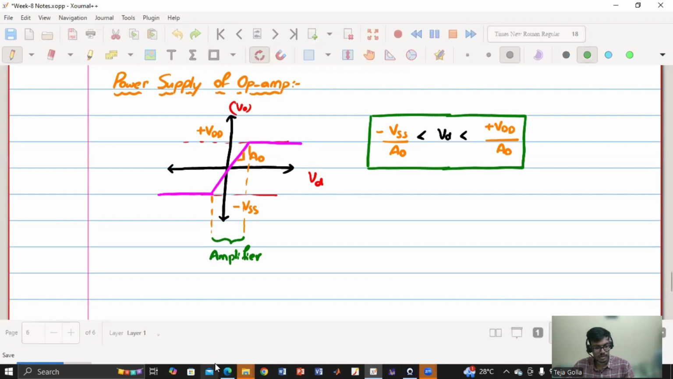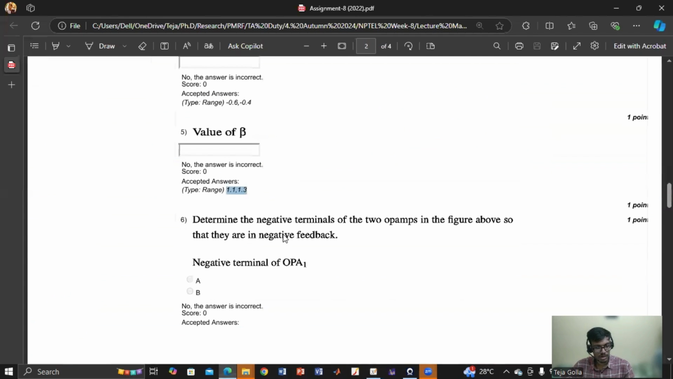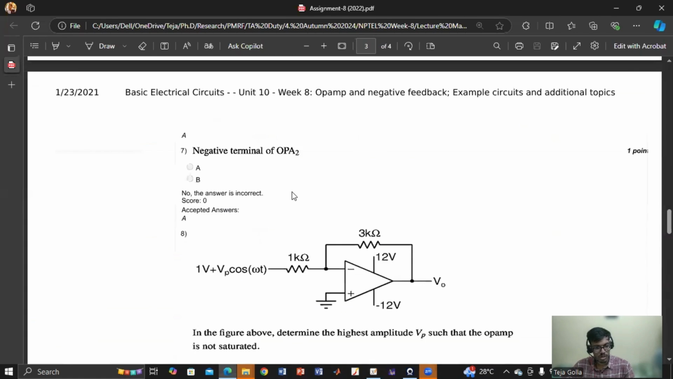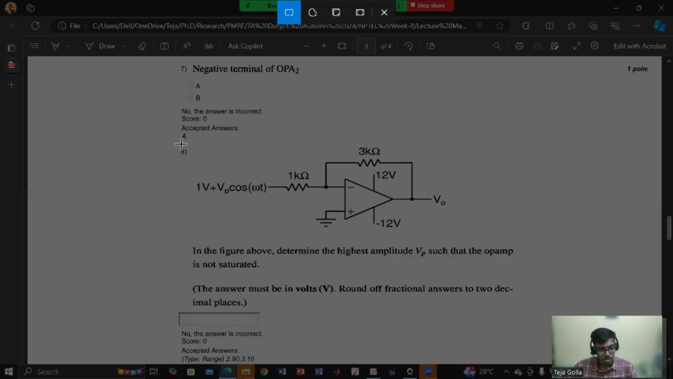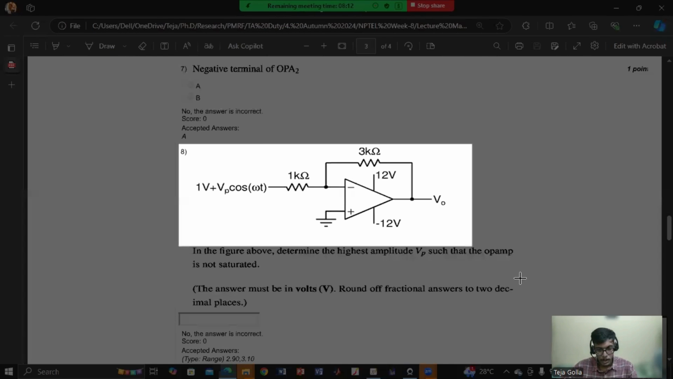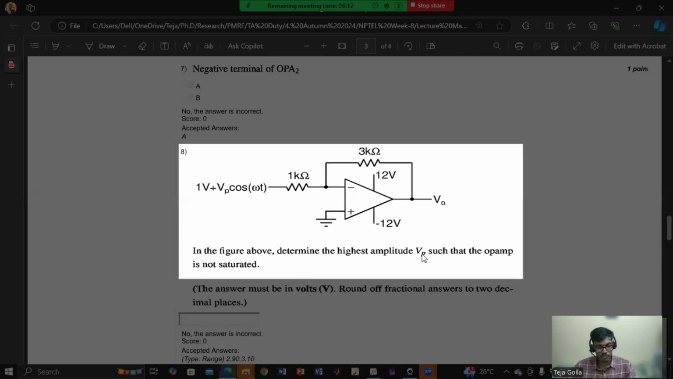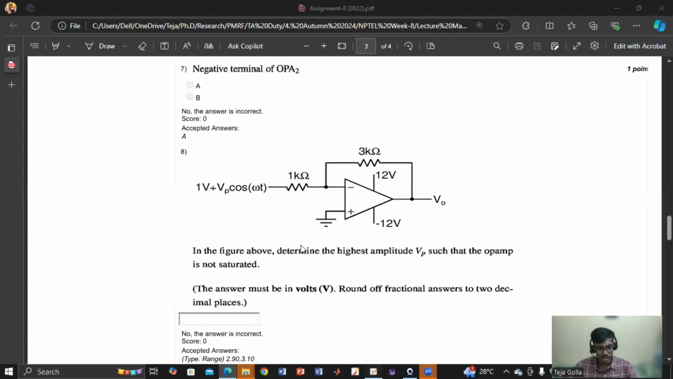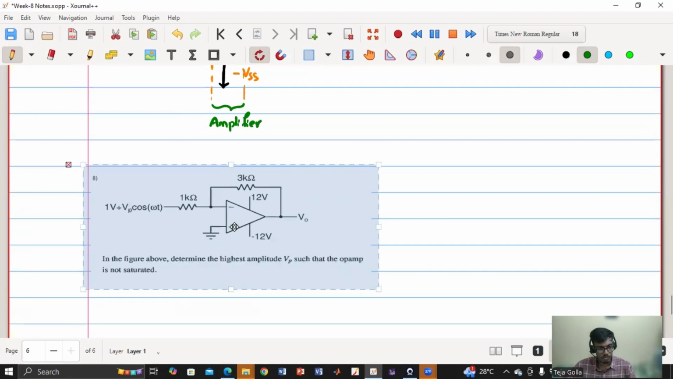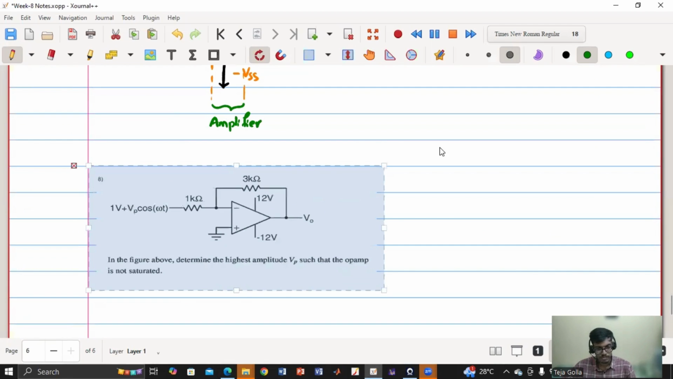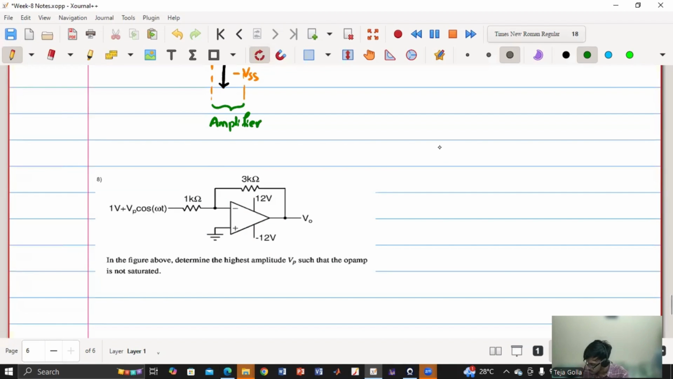Yes, sir. So now we'll solve one problem. Problems 4, 5, 6, 7 we have solved. We'll solve this problem. They're asking what is the maximum value of VP so that this will not get saturated. I think this is problem number 5.